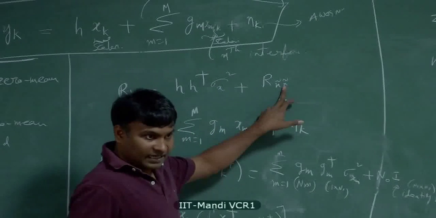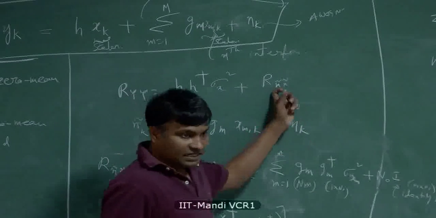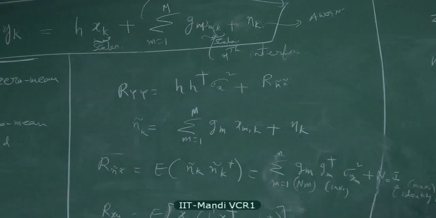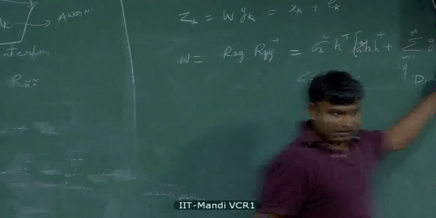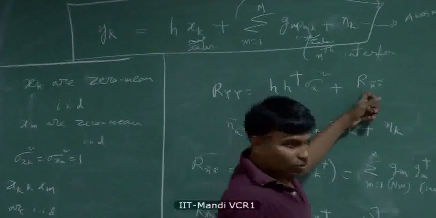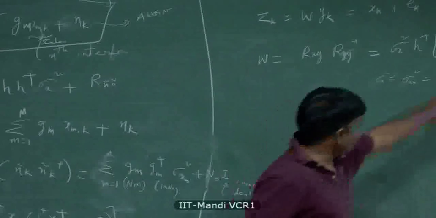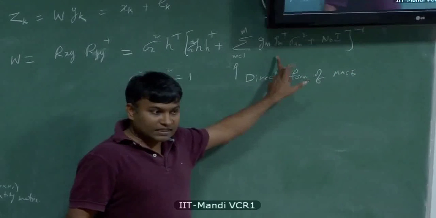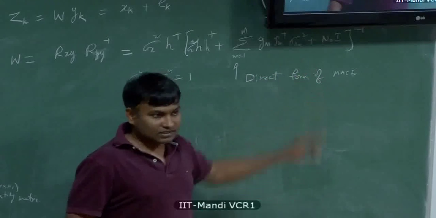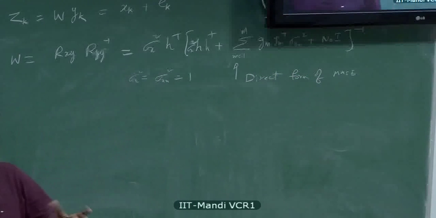And you need the knowledge of Rn tilde. Either you estimate it directly, the covariance of interference, by some means, or if you know the channel states of all the individual interferers, you can explicitly construct this quantity. Either you estimate this quantity directly without knowing the individual channel states of interferers, or if you can estimate the interference channel states, which are the G_m, then you can explicitly construct those. So there are two ways of estimating.